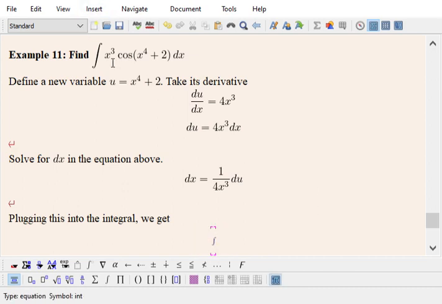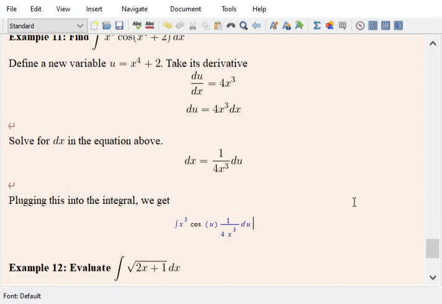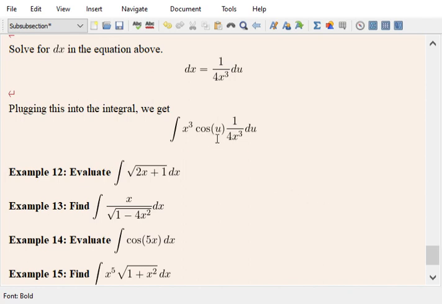So let's see what we have. We've got an x cubed. All right, that's still there. We've got cosine x to the fourth plus 2. Now x to the fourth plus 2, we already gave that a name. We said that that was going to be u, right? So x to the fourth plus 2, that all just becomes u. dx, well, dx is all of this stuff, right? So this is what our integral looks like now that it has been transformed.